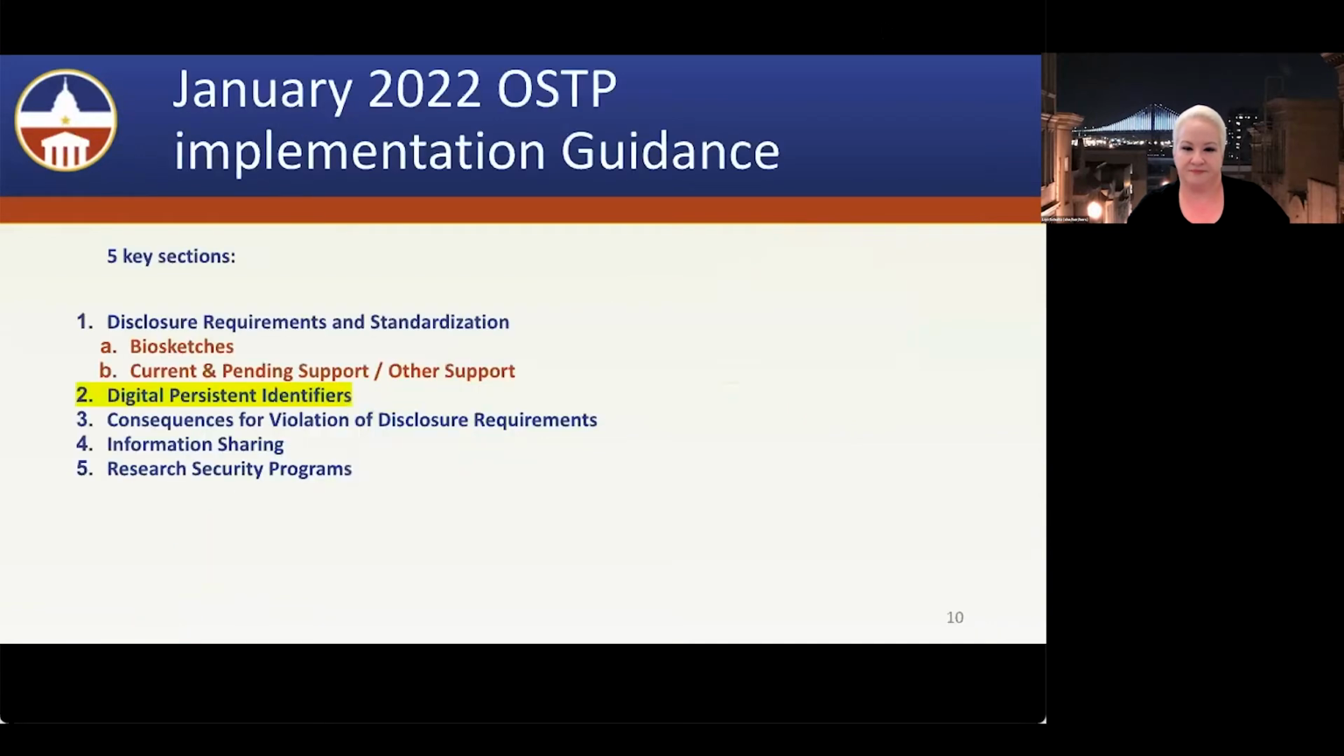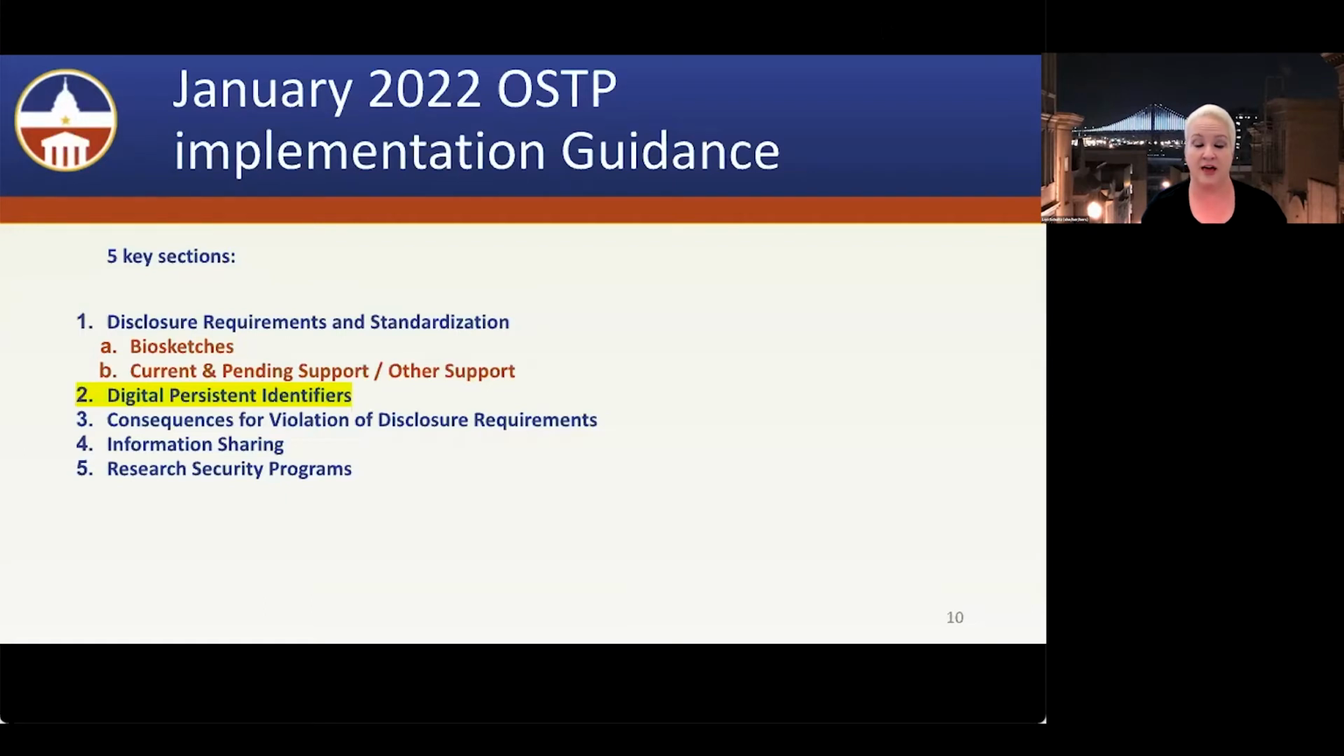Next slide, please. The OSTP guidance includes 5 key sections. Today, obviously, we're talking about number 2, which is digital persistent identifiers. But it also includes information around disclosure requirements and standardization. So that's things like biosketches and current and pending support forms or other support forms, depending on which agency you're applying to. It also includes information about the creation of model application forms to harmonize disclosure requirements across agencies.